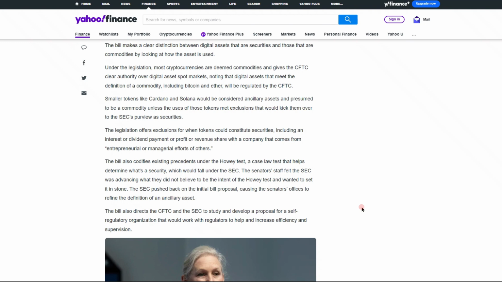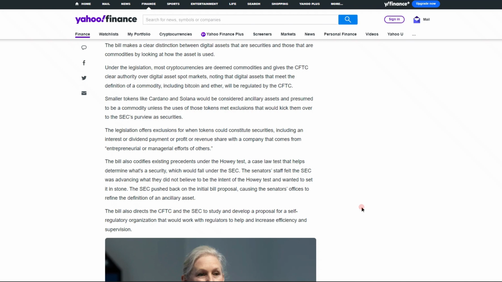The legislation offers exclusions when the token could constitute securities, including an interest or dividend payment or profit or revenue share with a company that comes from entrepreneurial or managerial efforts of others. The bill also codifies existing precedents under the Howey test, a case law test that helps determine what's a security, which would fall under the SEC. The senators' staff felt the SEC was advancing what they did not believe to be the intent of the Howey test and wanted to set it in stone.